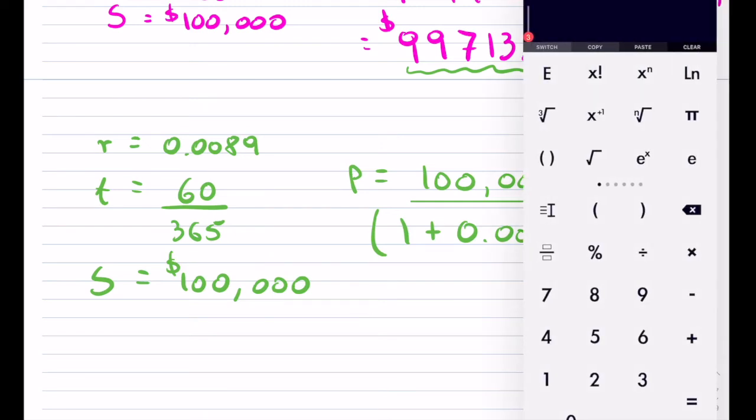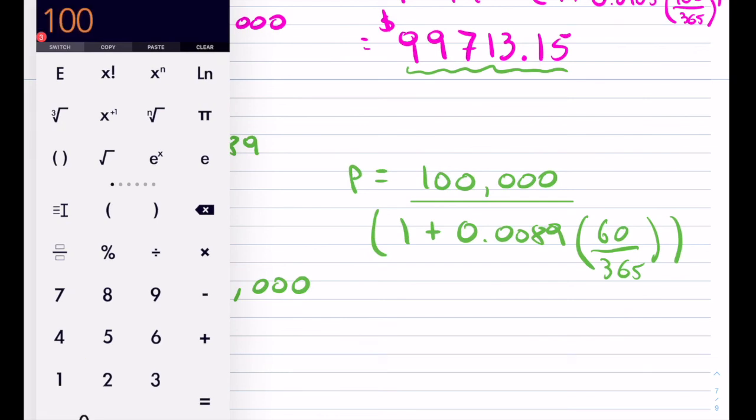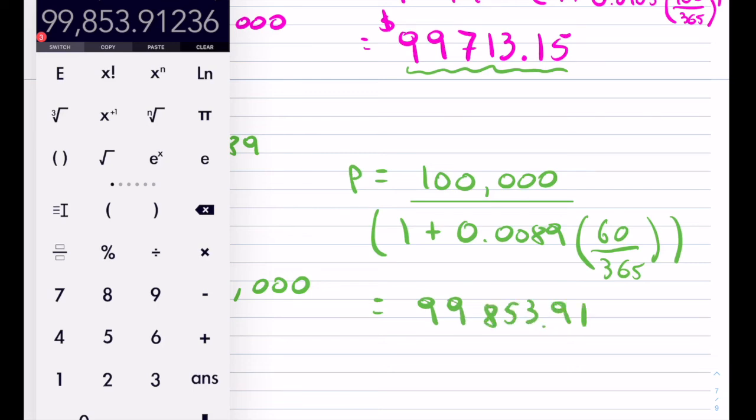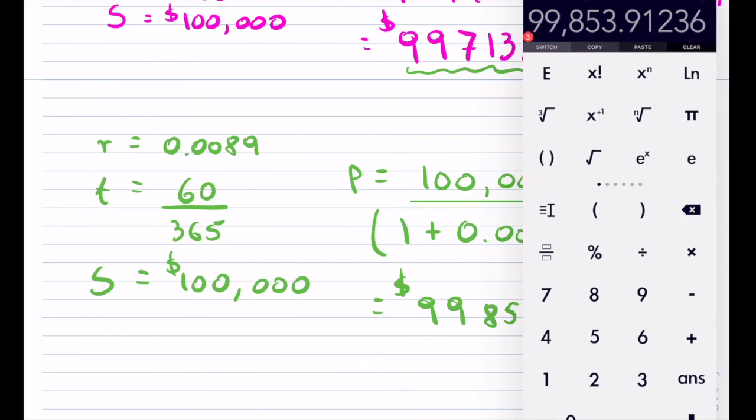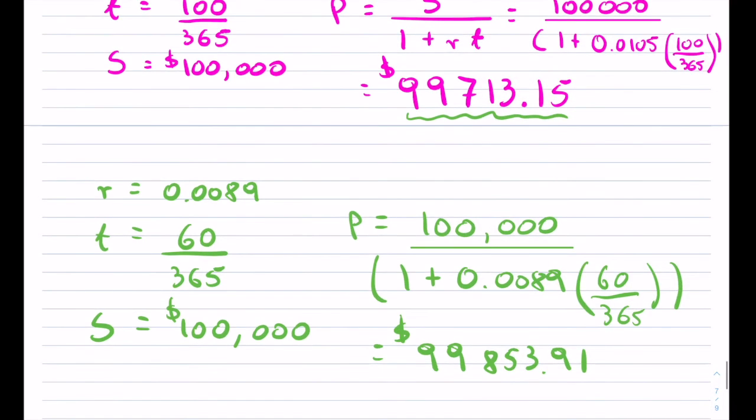So if I punch this in, so again, 1, 2, 3, divided by, open bracket, 1 plus 0.0089 multiplied by 60, divided by 365. All right, so all of that was in brackets, and I get 99853.91. That's how much I sold it for, right? So this is how much I purchased it for, and this is how much I sold it for.